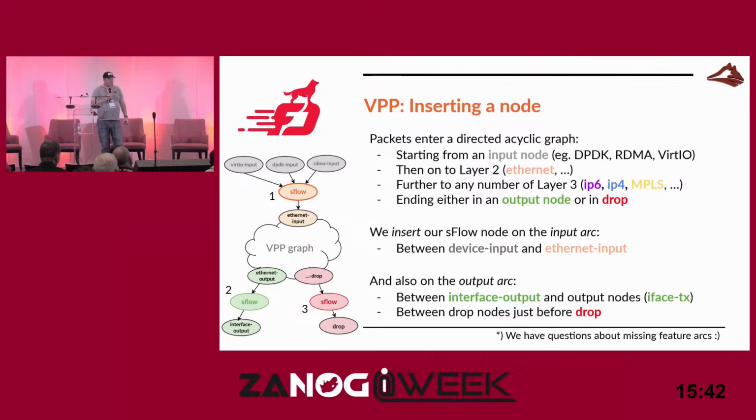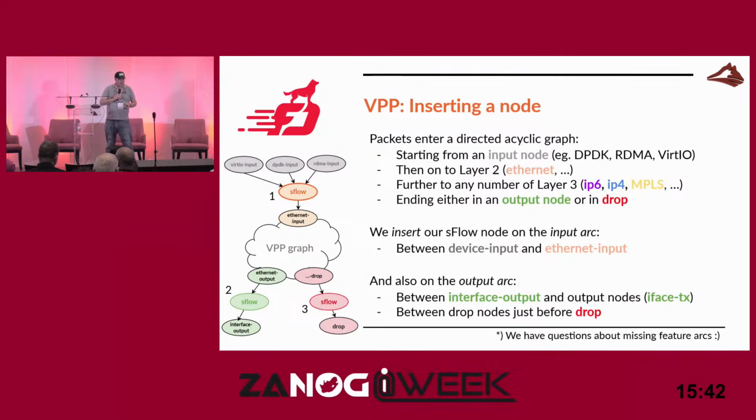So what we now do is we insert one of these nodes. We write them in C, and we insert one of these nodes into the graph. So you see here the gray input bubbles, and then the Ethernet input that I spoke of before, and we'll insert this sFlow node between them, which means we get a copy of that packet every time it goes through our node, and we can do something useful with it.